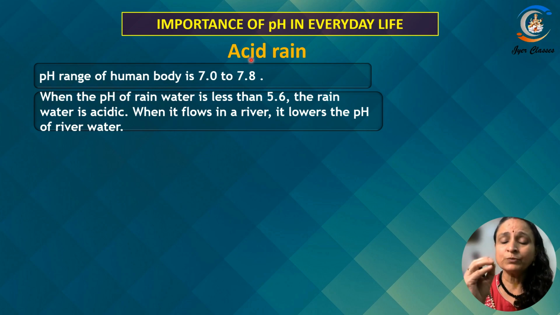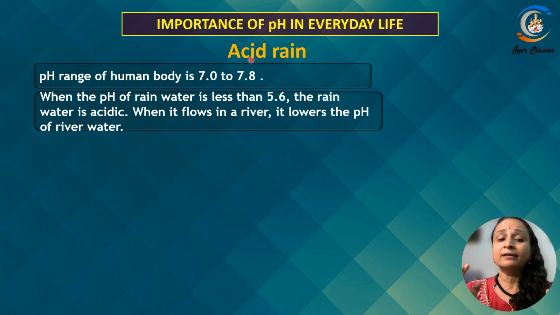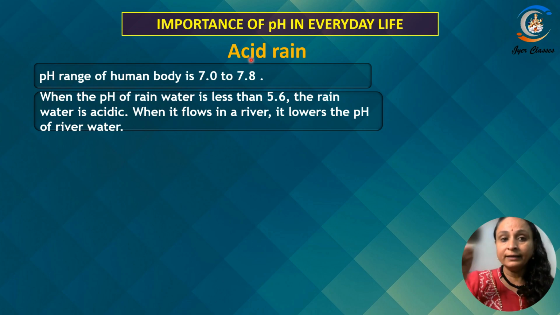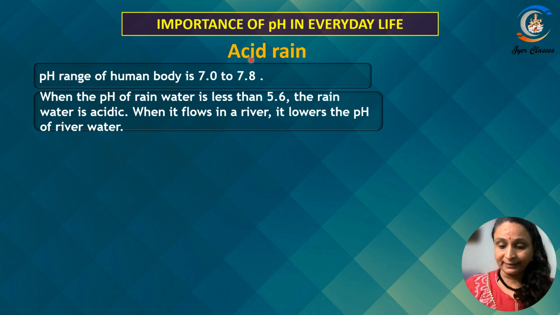When it becomes acidic, the plants die and small fishes die. Because they have already died, the bigger fishes and other aquatic animals that thrive on them don't get food, and they perish too. So overall, the ecosystem gets unbalanced if this acid rain flows into the river. The whole ecosystem in the river, and then in the oceans, also gets affected by this acid rain.